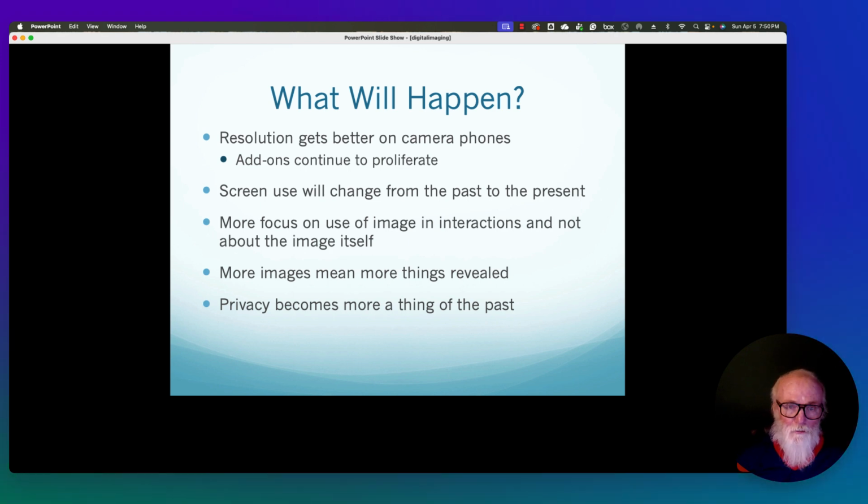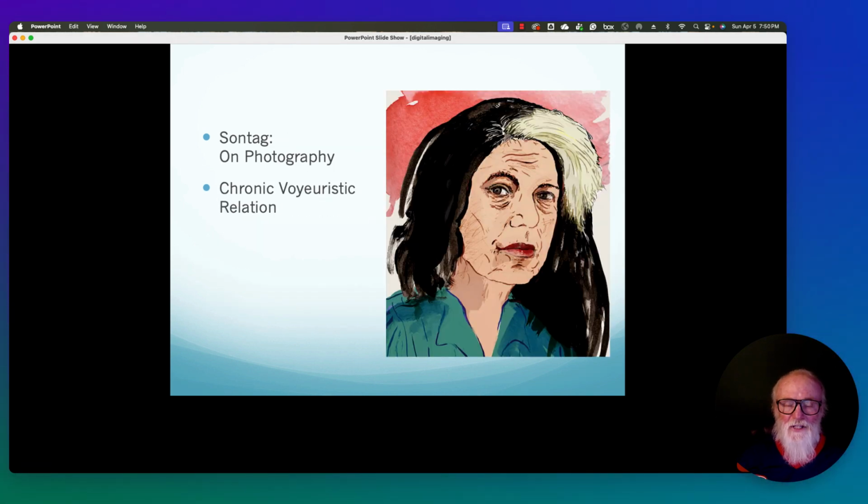I finished with this picture of Susan Sontag, who came up with the idea that the reason we like to take so many pictures in American culture is that we're really all voyeurs. We have this chronic voyeuristic relation. And so that's one of the reasons we like to take pictures so much. She was a philosopher of photography. Unfortunately, she passed away a couple of years ago.